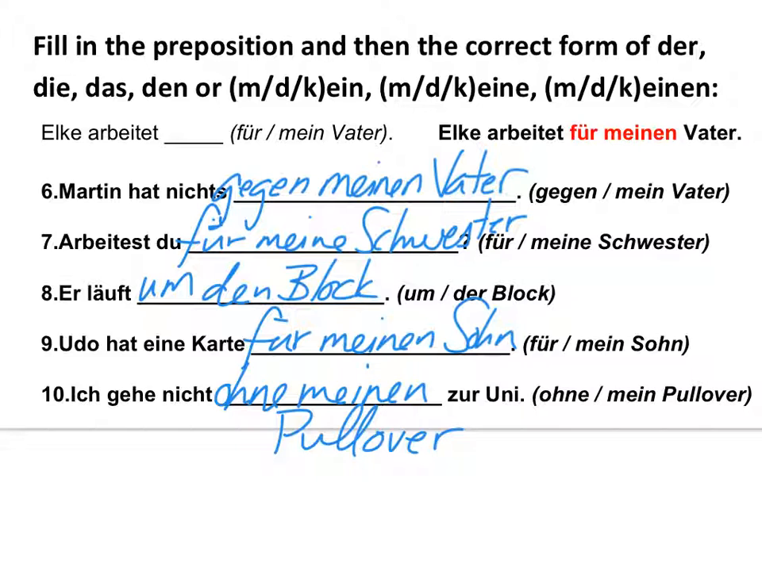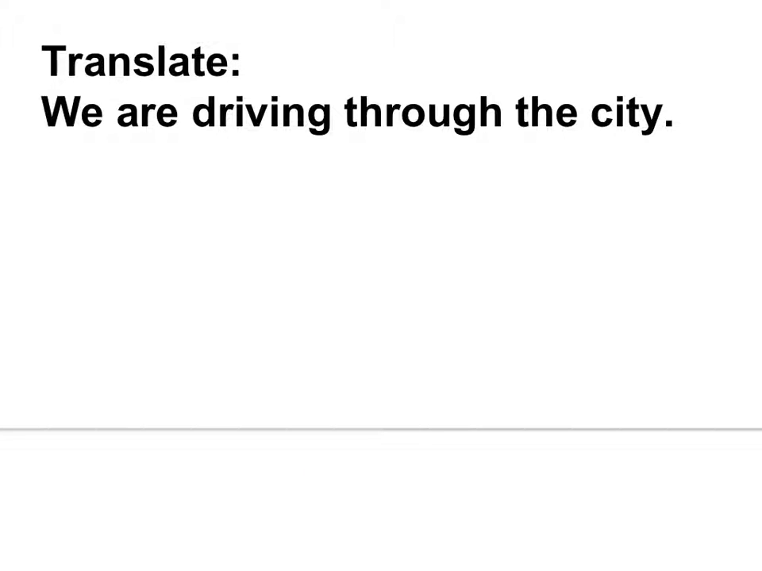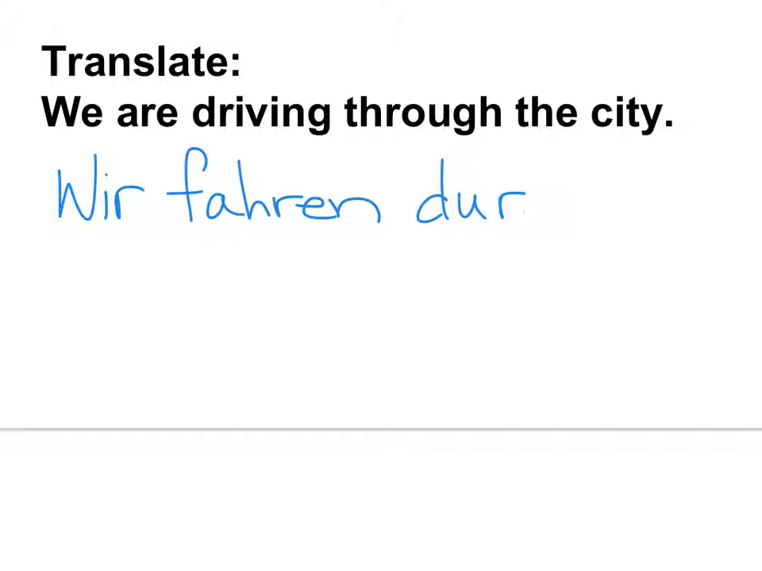Okay. Good. Moving on. Let's do some translating and see how this goes here. Okay. So, we are driving through the city. What's your first word? Wir. Good. Then what? Nope. Fahren. The sind is already in the fahren. It will always be in the fahren. Okay? So, wir fahren. And what? Durch. Yeah. Everybody try that one again. Durch.